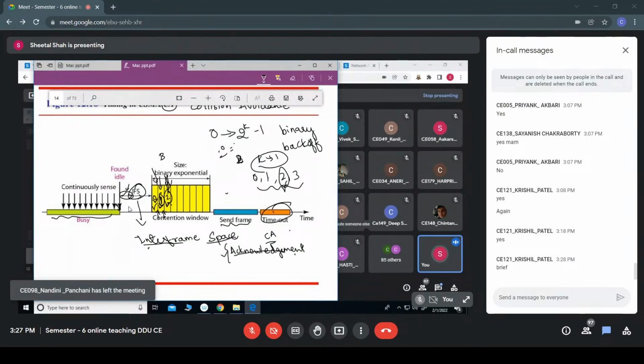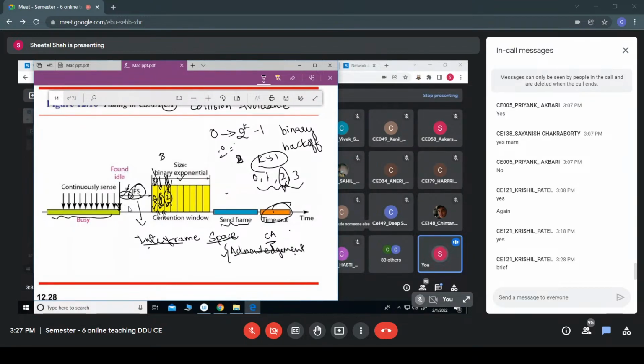Now, after this interframe space, there would be a contention window which uses the binary exponential backoff algorithm. Say suppose after the interframe space, one of the stations wants to send the data through the channel at slot number 0. Some other host might also have used slot number 0, and if both of them start transmitting at the same time, there would be a collision.